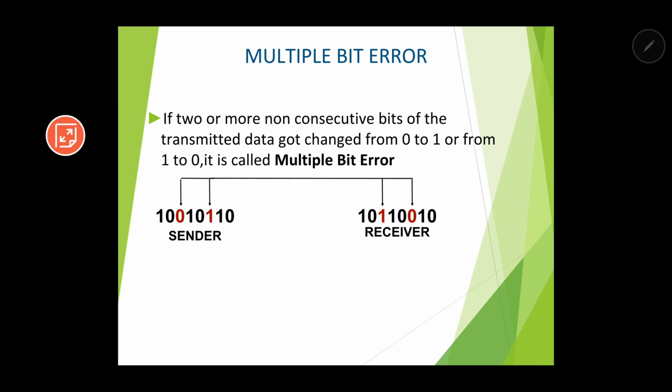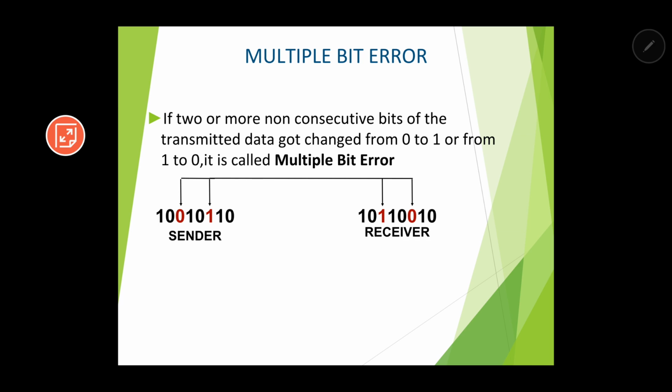Next we go to multiple bit error. By the name it is clear that here we will have error in more than one bit. If two or more non-consecutive bits of data get changed from 0 to 1 or from 1 to 0, it is called multiple bit error. For example, the data at the sender is 100101110, and it is received as 1011010. We see that 2 bits are corrupted and these 2 are non-consecutive bits.